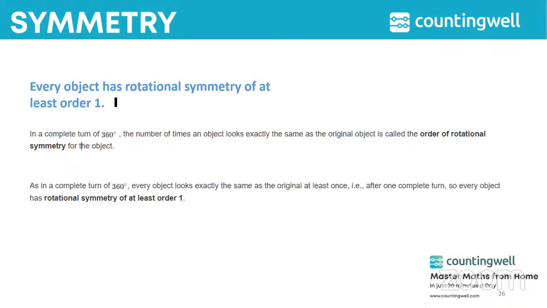As I told you, every object has rotation symmetry of at least order 1. So in a complete turn of 360 degrees, the number of times the object looks exactly the same as the original one is called the order of rotational symmetry. In a complete turn of 360, every object looks exactly the same as the original at least once as we take one complete rotation or one complete turn. So every object has rotational symmetry of at least order 1.